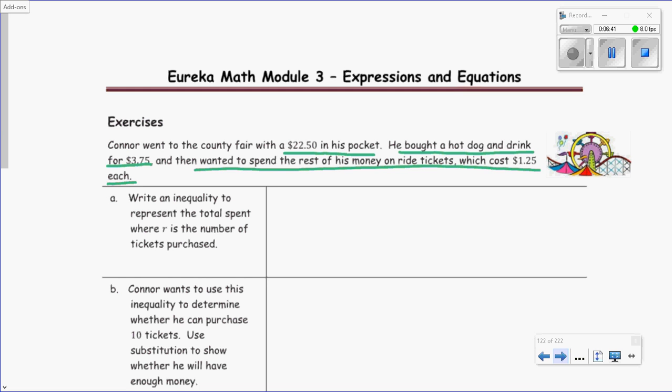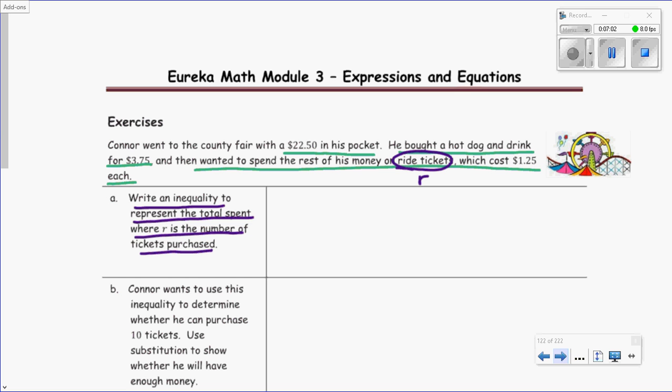Okay, so there's no question there. That's the scenario. Let's go ahead and look down below to see what the question is. So for part A, it says to write an inequality to represent the total spent, where R is the number of tickets purchased. So they're talking about those ride tickets. So we're going to call that R.